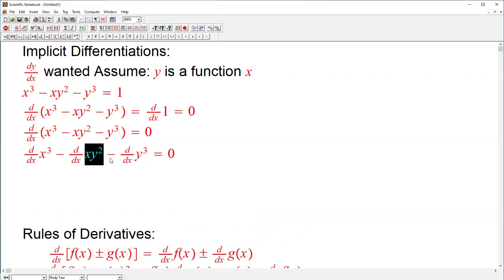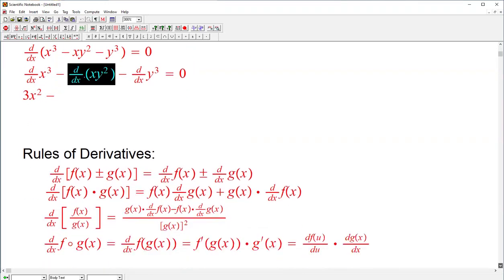Note that this piece is a product, so we're going to apply the product rule on this piece and the chain rule on that piece. And we just apply the power rule on this piece. So we have 3 times x squared. Subtracting, for the product rule, we are going to get 2 terms.